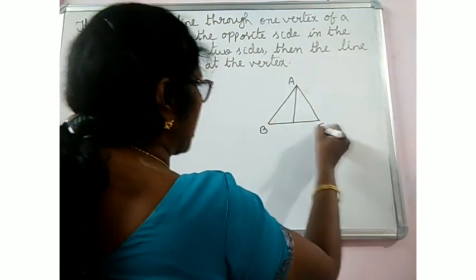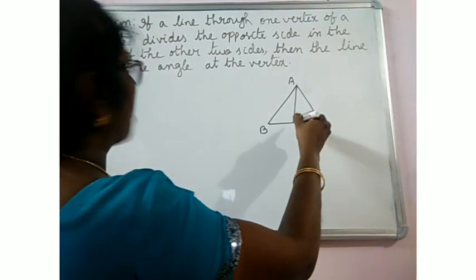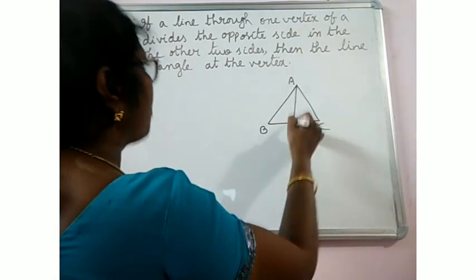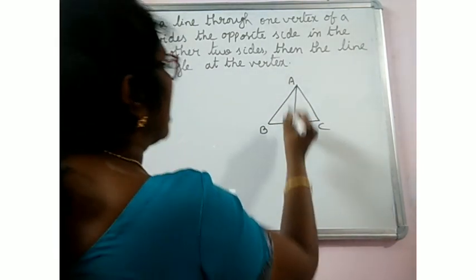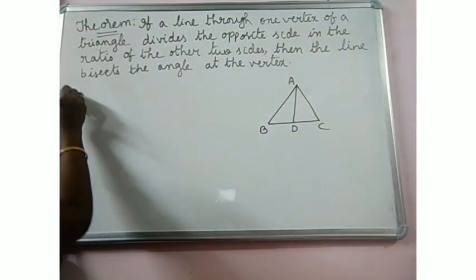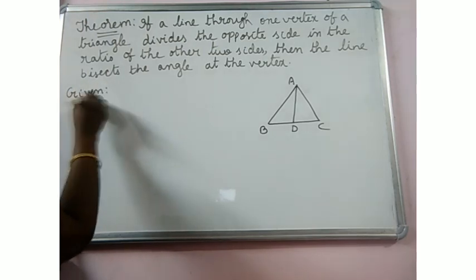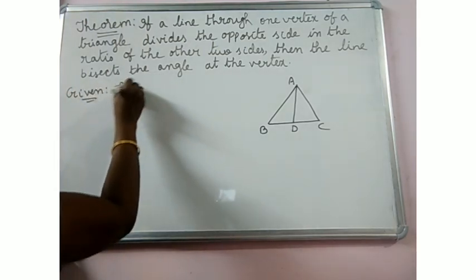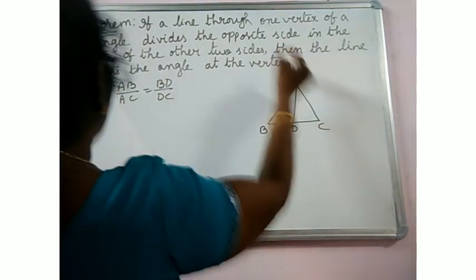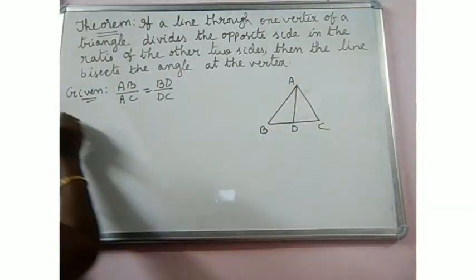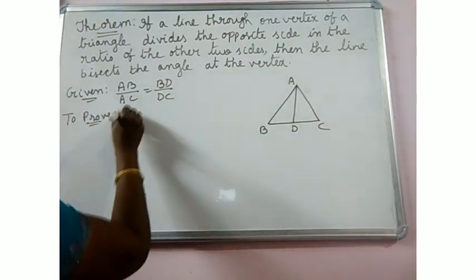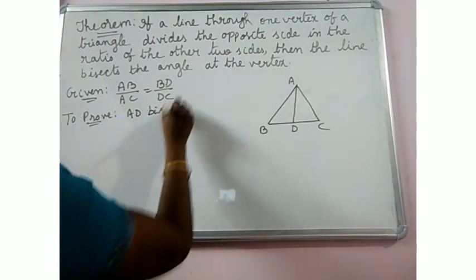Same way, in the previous theorem it is given that AD is the bisector. Now that you have to prove. If this divides the opposite side in the ratio of the sides containing, that means AB by AC equal to BD by DC, that is given. What is given is, in this triangle, AB by AC is equal to BD by DC. Then the line bisects the angle at the vertex. We have to prove that AD bisects angle A. Okay?